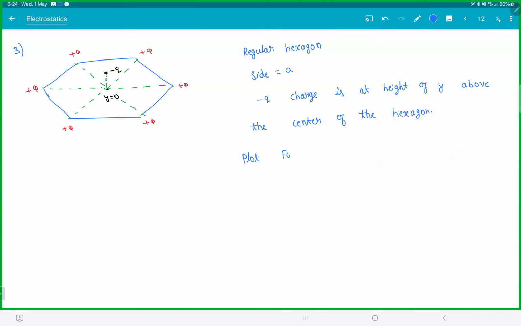Plot force versus y coordinate. Basically, I'm asking you force as function of y. If y is small compared to a, find time period for small oscillations. SHM. Let's go. Just give it a try. I hope the question is clear, everyone. There are 6 charges on hexagon. Just give it a try. Let's be back in a minute.